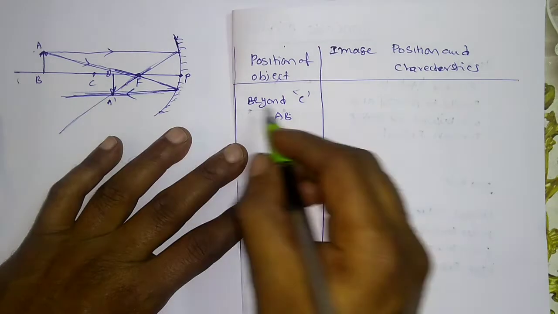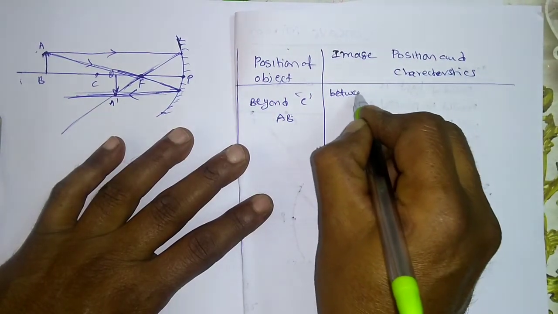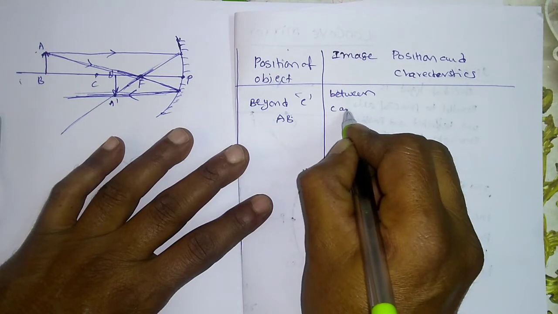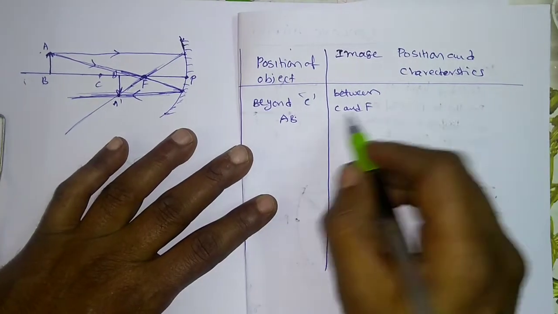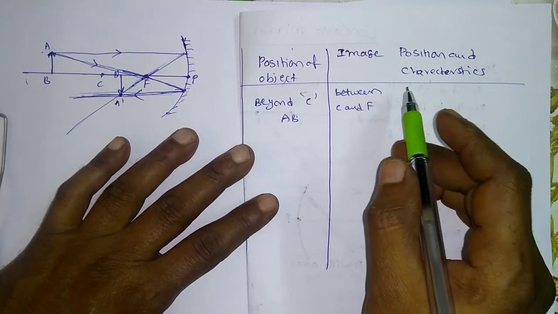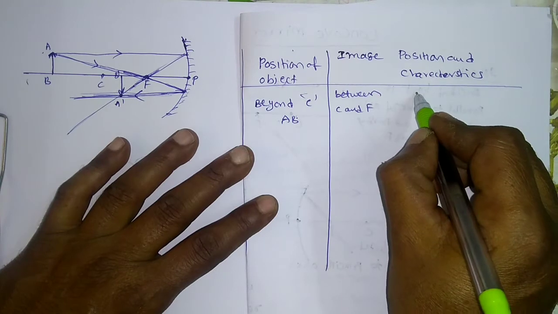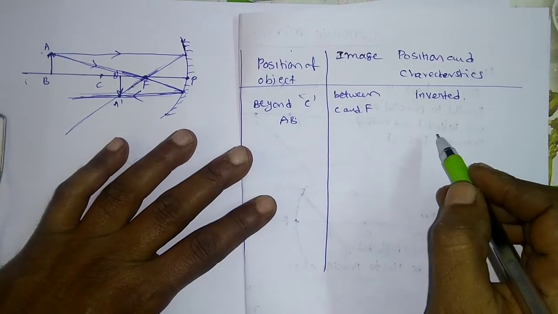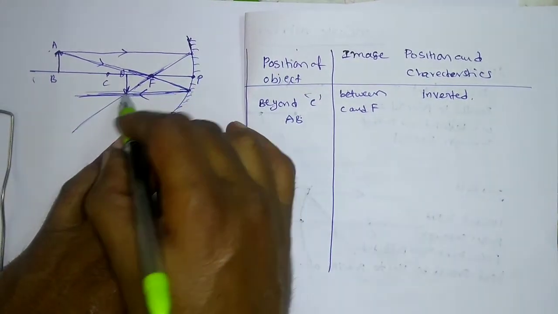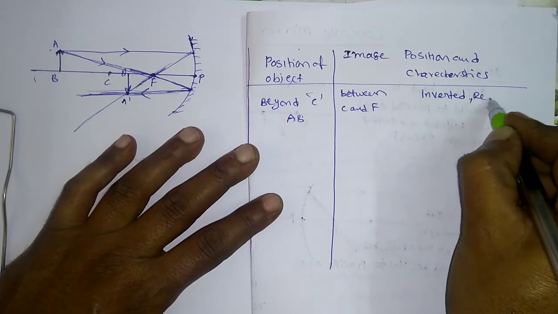That is, the image is formed between C and F, exactly in between them. Now, how will the image be? It is inverted. An inverted image is formed, and inverted means obviously it is a real image. Why? Because these two rays are really meeting. That we can say is real.